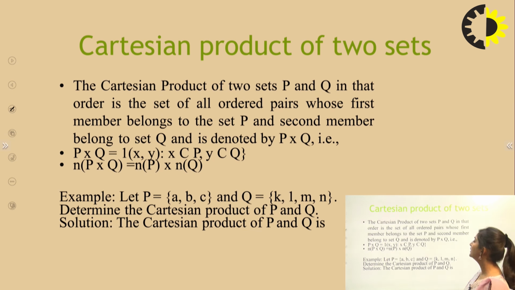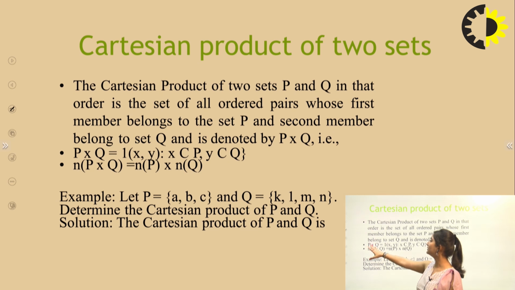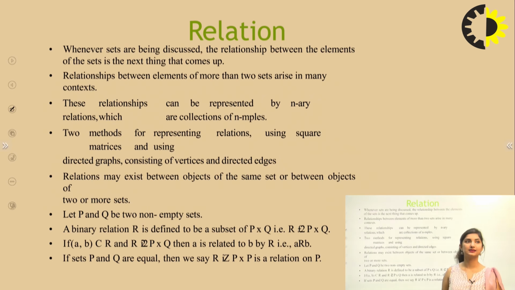Cartesian product of sets. Like you can see here, there's one set P, there's another set Q. If you multiply them, the number of elements are also multiplied. Now we come to the next part, which is relation. Relation between sets. Relation may exist between objects of the same set or between objects of 2 or more sets. So whenever sets are being discussed, relationship between the elements of the set is the next thing that comes up to our mind. Relationship between elements of more than 2 sets arise in many contexts.